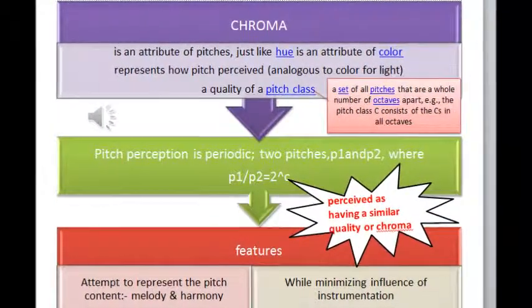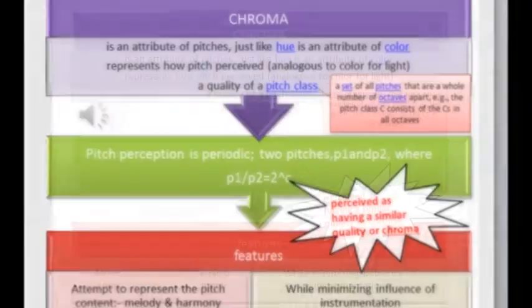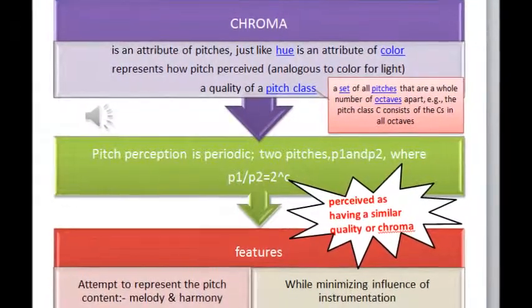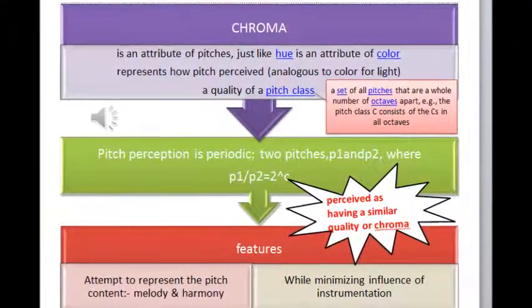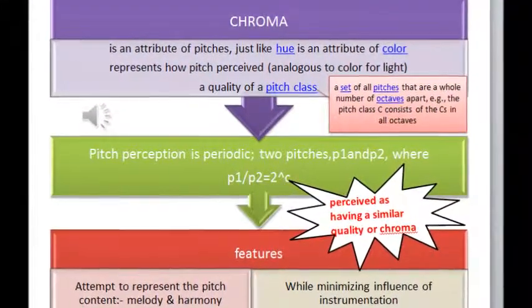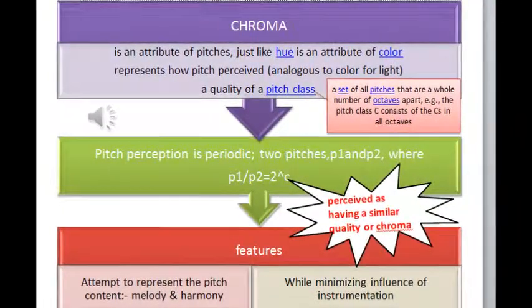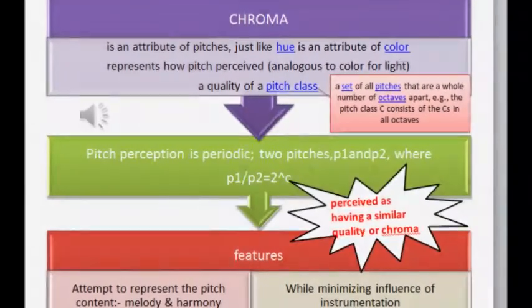Next is chroma. What is chroma? Chroma represents how a pitch is perceived, analogous to color for light. Pitch perception is periodic. Two pitches P1 and P2, where P2 is equal to P1 times 2 to the power of C for some integer C, are perceived as having a similar quality or chroma.